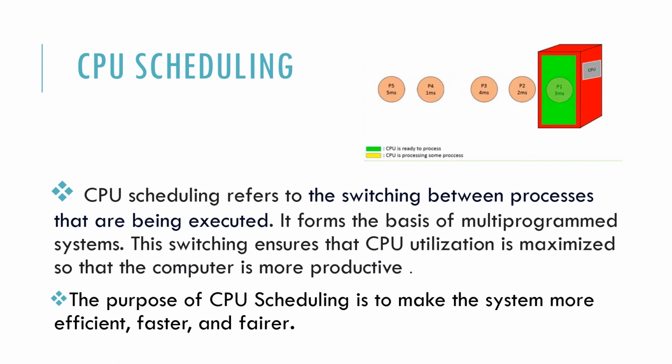CPU scheduling. CPU scheduling is a process that allows one process to use the CPU while another process is delayed in standby due to unavailability of resources such as input, output, etc., thus making full use of the CPU. The purpose of CPU scheduling is to make the system more efficient, faster, and fairer.